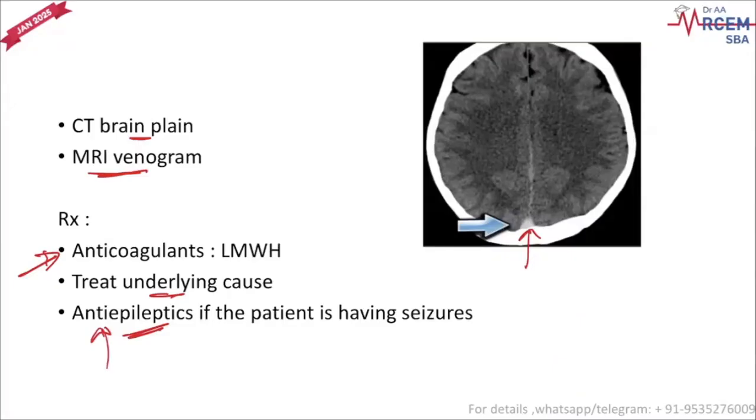So anyone who has a CVT, do we give an anti-epileptic medication prophylactically? Answer is no. But anyone who is having seizures and presented to the emergency department due to a CVT, do we give anti-epileptics? Yes, obviously you will give anti-epileptics at that point of time.